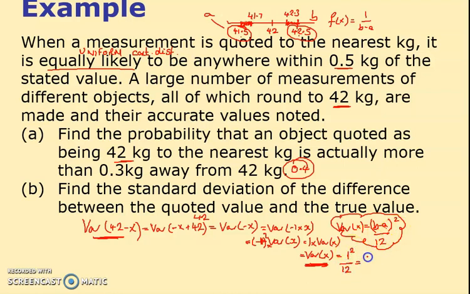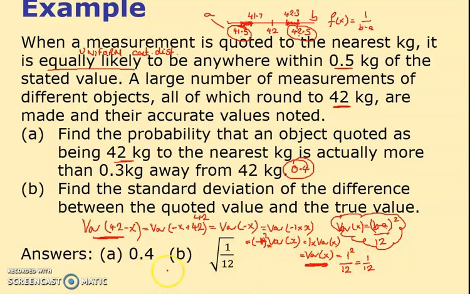I reckon the answer is 1/12, whatever that is as a decimal. Let's see what it says the answer is. Oh, square root, of course, yes. Because mine is the variance, and this is the standard deviation, so I'm meant to square root that, square root of 1/12.